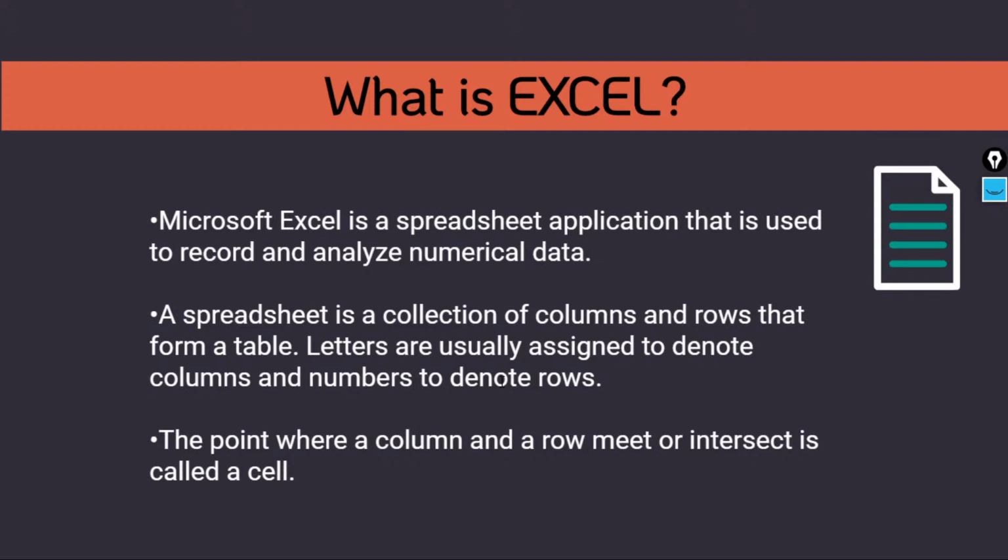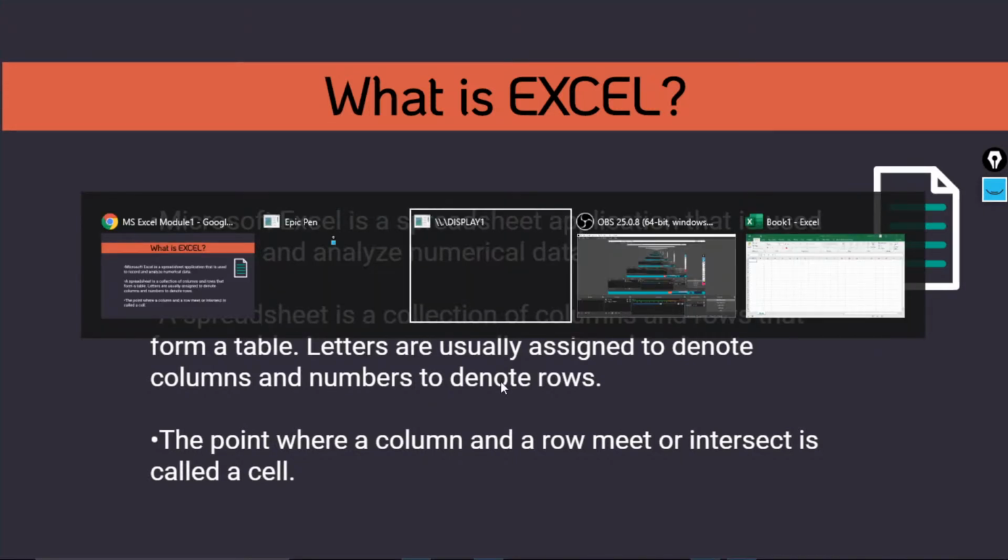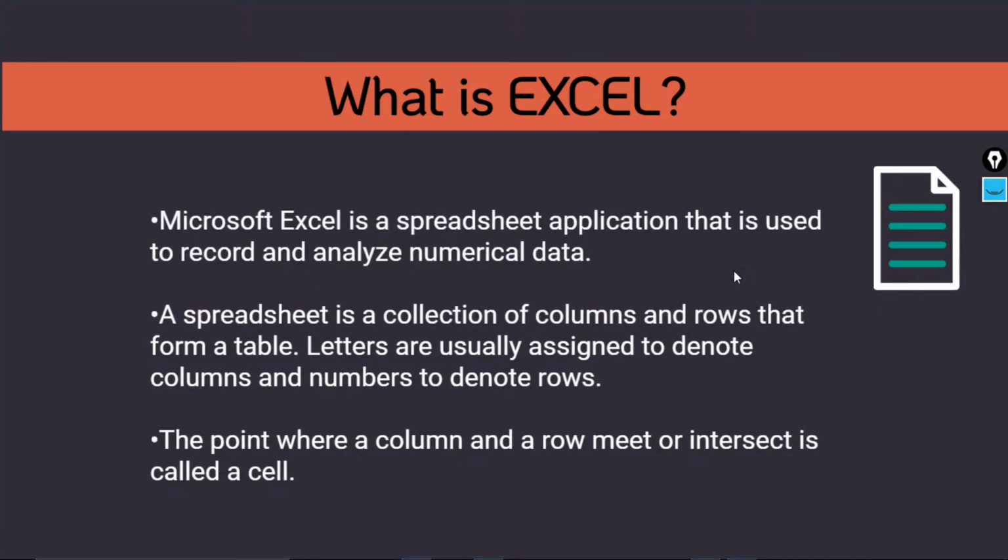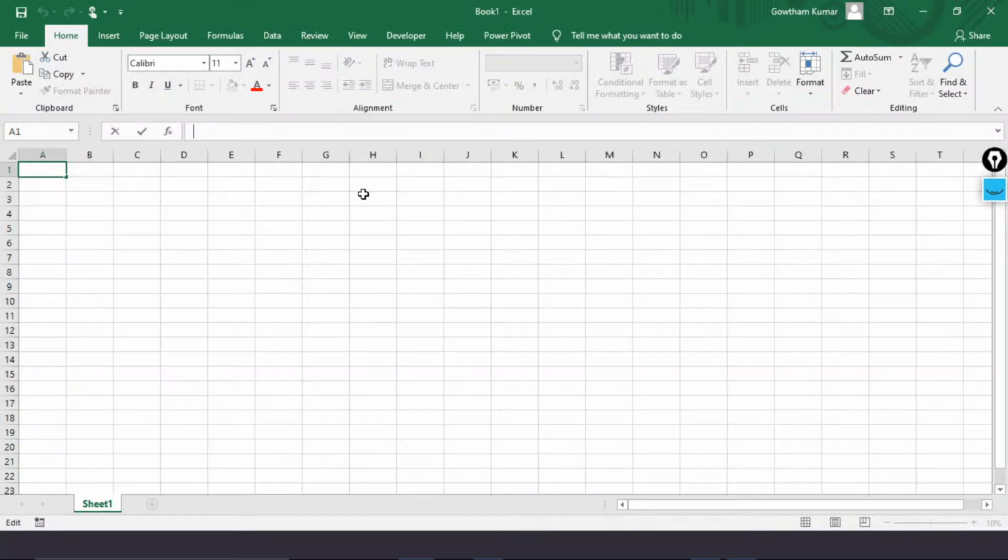A spreadsheet is a collection of columns and rows that form a table. What are tables? Rows and columns. Letters are usually assigned to denote columns and numbers are assigned to denote rows. I'll show this with an example. The point where a column and a row meet is called a cell. Now let's open an Excel and understand how the data is distributed here, or how an Excel looks.